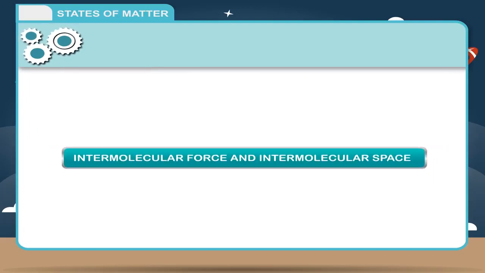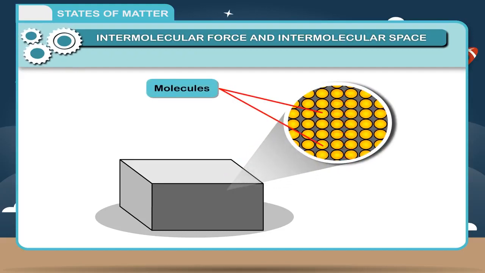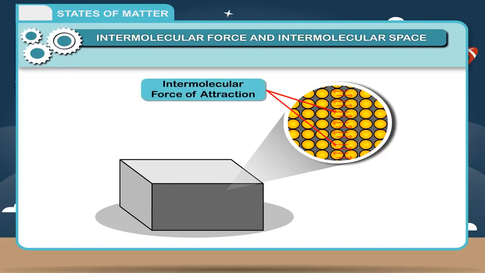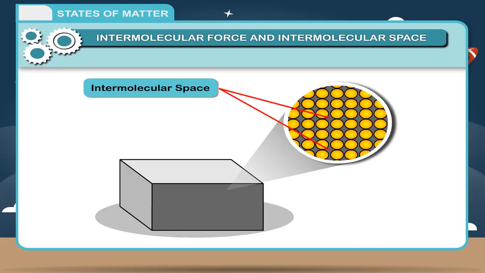Intermolecular force and intermolecular space. As a child, you must have played with building blocks and made different shapes by changing their arrangement. In a similar manner, molecules are the building blocks of matter, and different states of matter are due to differences in arrangement of molecules. Molecules attract each other. The force of attraction between molecules is called intermolecular force of attraction. Similarly, the space between any two molecules is called intermolecular space.